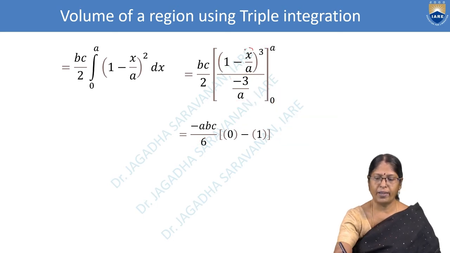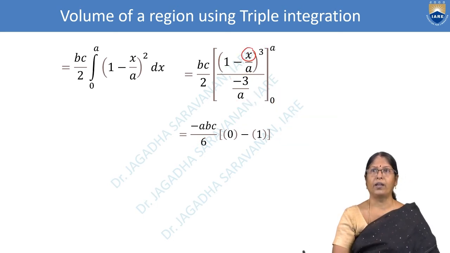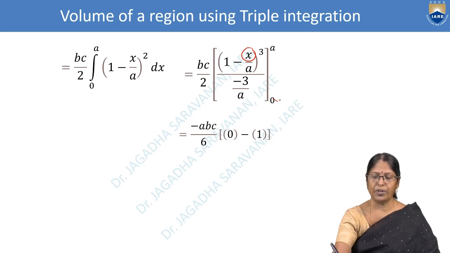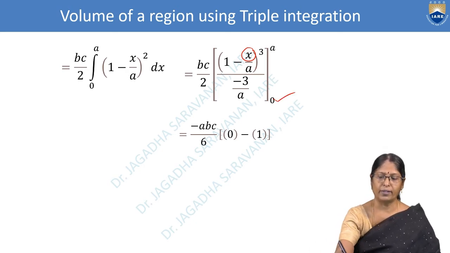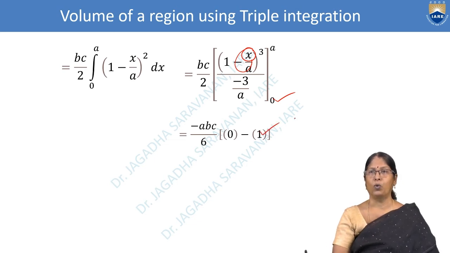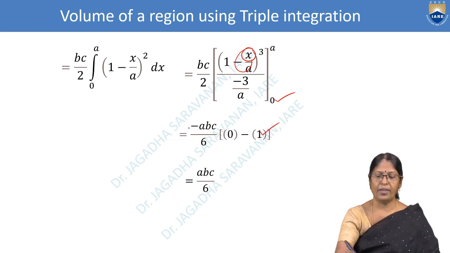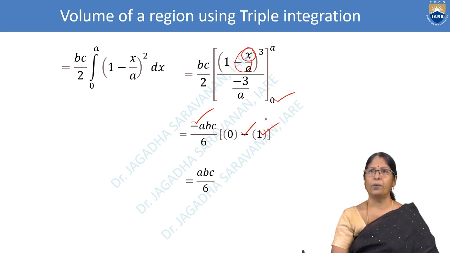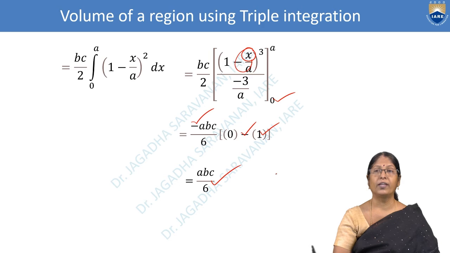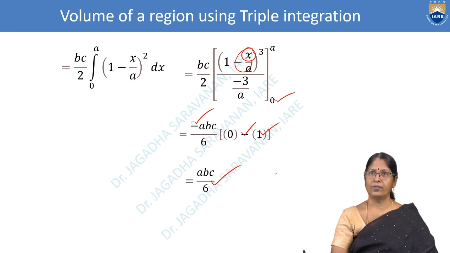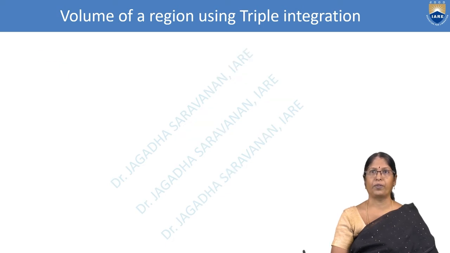So we are applying in the place of the lower limit. Actually, x place 0 we are applying. So this entire term is vanished. So 1 cube is nothing but 1. Already here is the minus sign. Put together, it has become plus. So we got ABC by 6. So we solved the entire problem using triple integration.